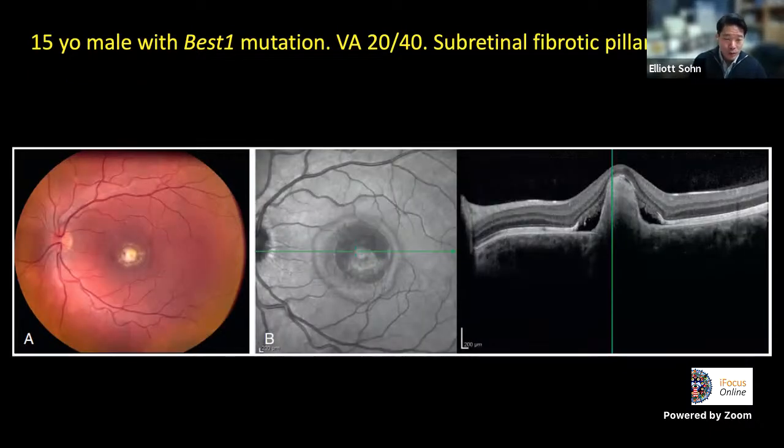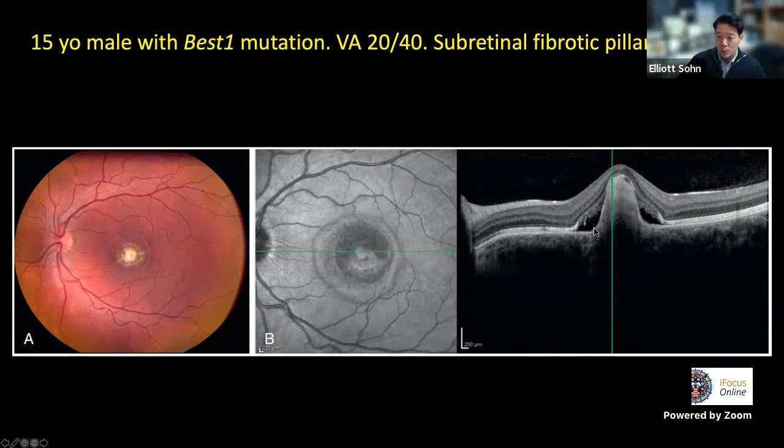Another 15-year-old patient, different patient with BEST1 mutation. This patient has pretty good vision, 20/40, but what's going on here? Now, it doesn't look so much like a vitelliform lesion on the exam. There's really more kind of atrophy, RPE changes, maybe this kind of halo of hyperpigmentation ringing the fovea. That on OCT, it looks like what we call a pillar.